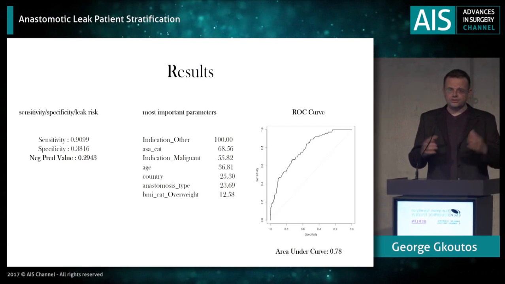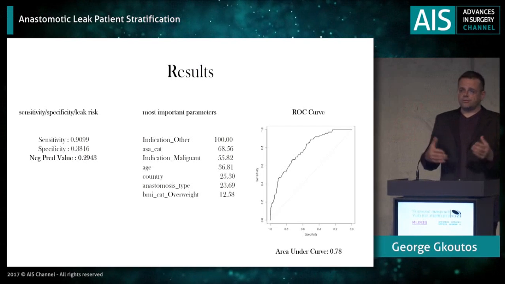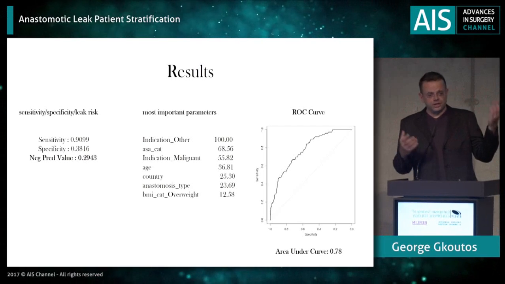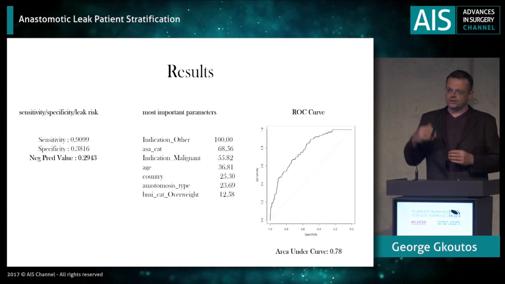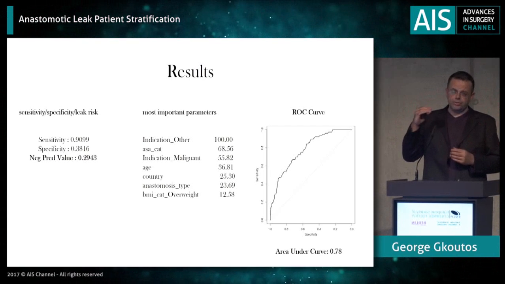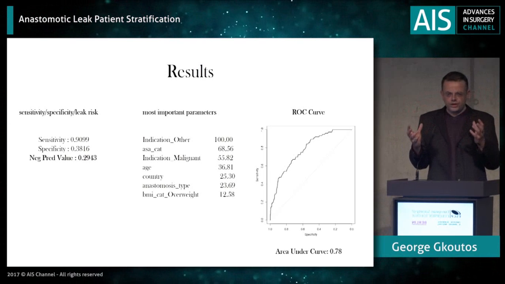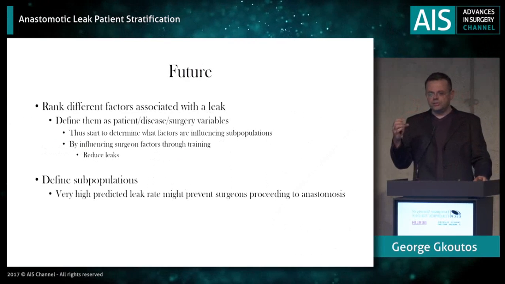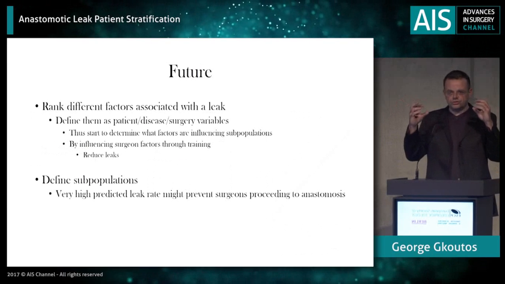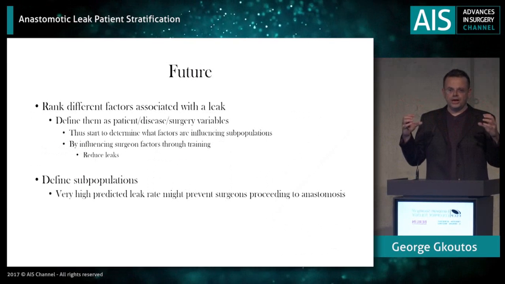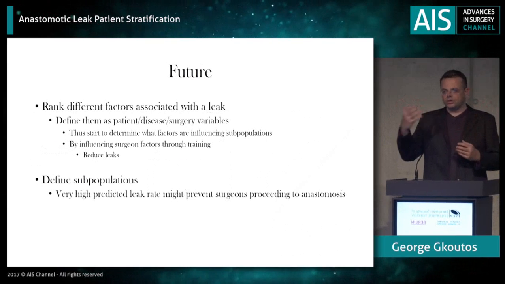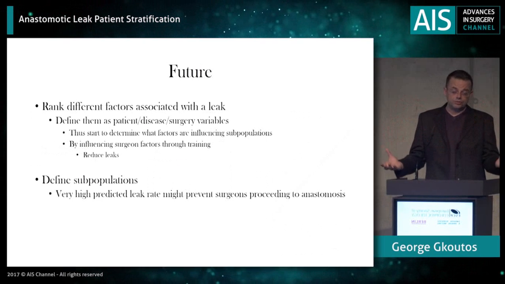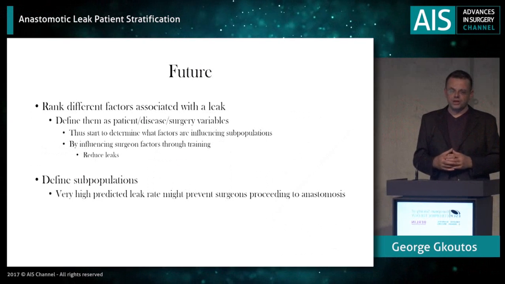Even I, as a surgeon, understand that somebody that is older and has a higher grade has a higher probability of leaking. But that's not very useful since you cannot affect that. But if we can understand the relationships between the different factors, we can perhaps create subpopulations that can dictate what type of operation we're going to have, whether they should indeed have any operation at all.